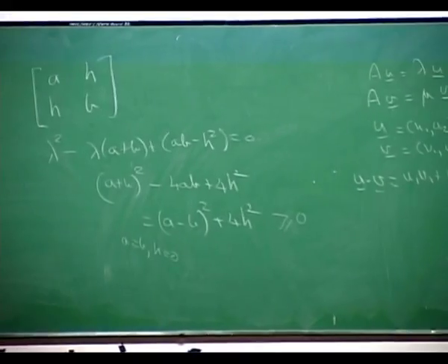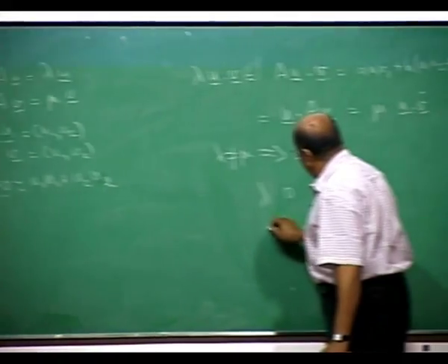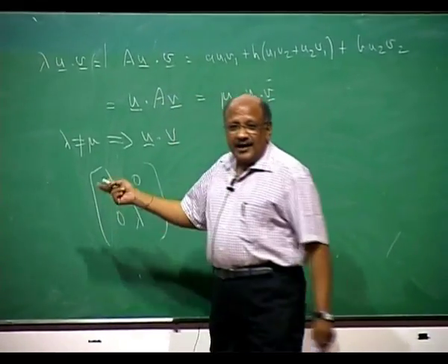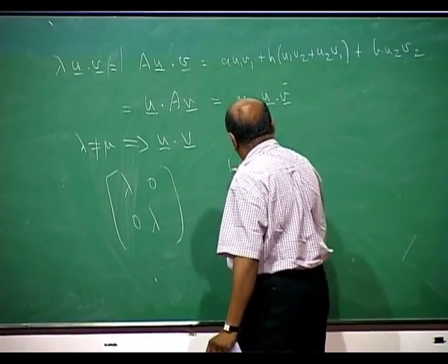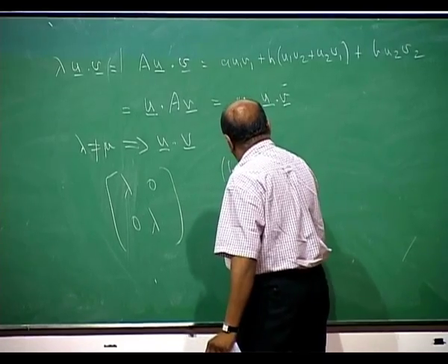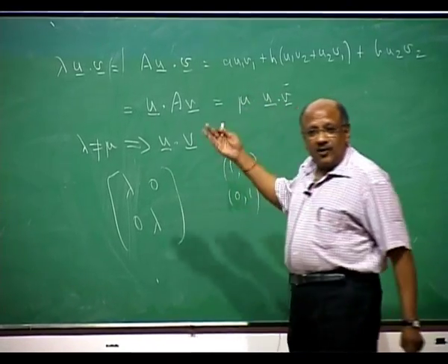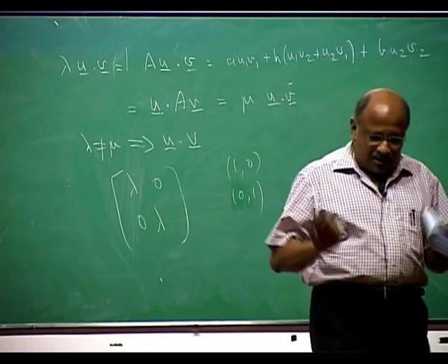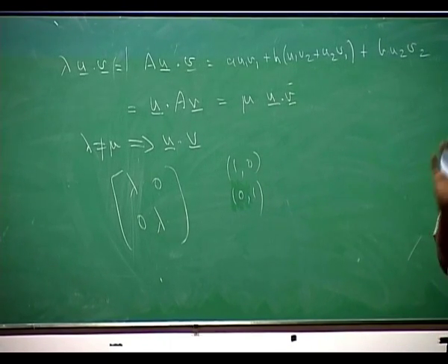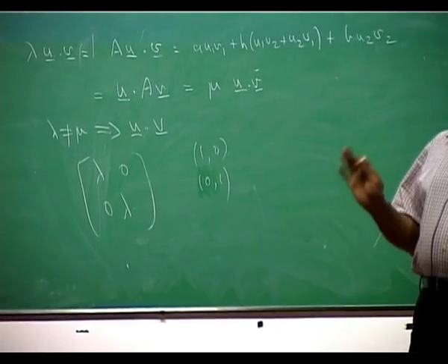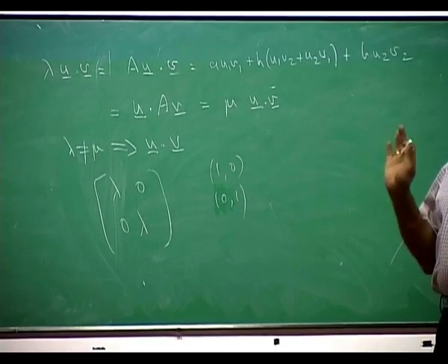So the matrix is of the form lambda, lambda, 0, 0, and any vector is an eigenvector, and therefore I can choose (1, 0) and (0, 1) as eigenvectors, and these are always perpendicular to each other. So the moral of the story is, for a real symmetric matrix, you have two real eigenvalues and you can choose eigenvectors. Eigenvectors will be perpendicular to each other.